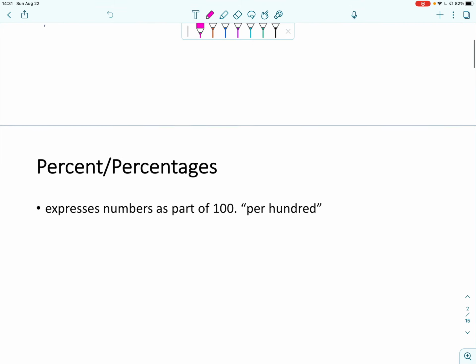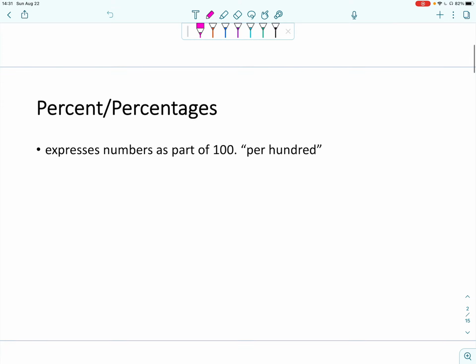All right, in this section, we are going to be looking at percent application. So we're going to be looking at what percentages are, how to find percentages, and how to use percentages in application problems. So the word percent or percentage is the expression of a number as part of 100. So the word percent literally means per 100. So it's a way to express a number as part of 100.